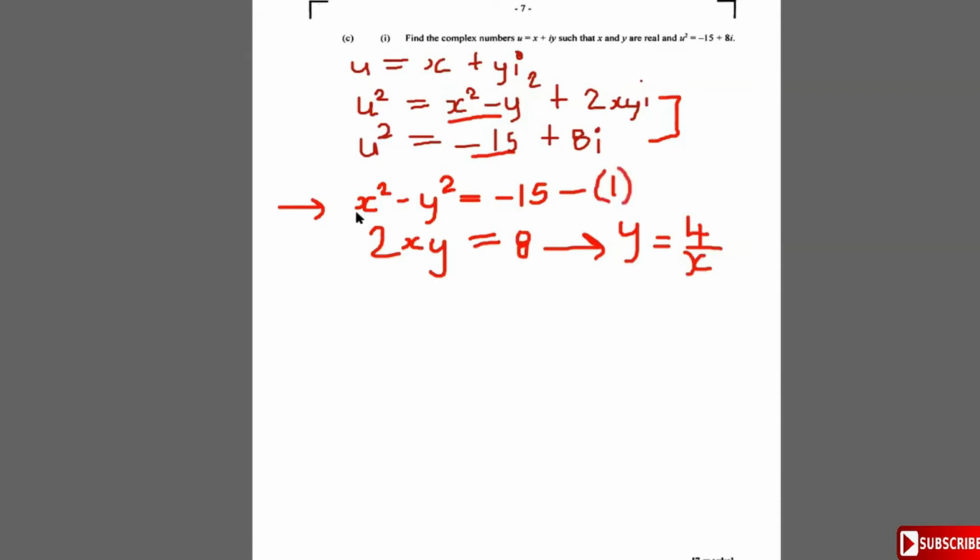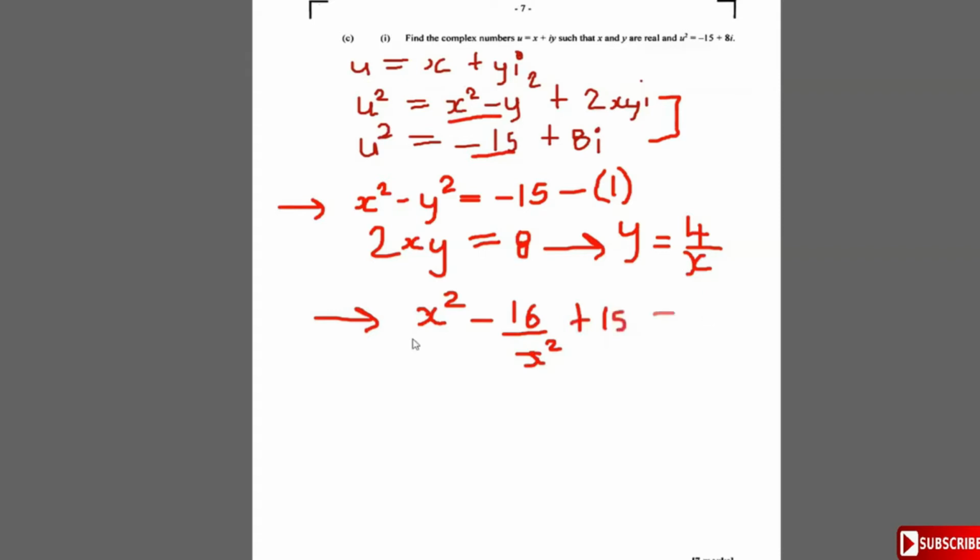Substituting y as 4 over x, then what we're going to get is x squared minus y squared is now going to become 4 squared, which is 16 over x squared. Minus 16 over x squared, and then 15 is equal to x squared. And if I bring over the 15, it becomes plus 15, and that is equal to 0.